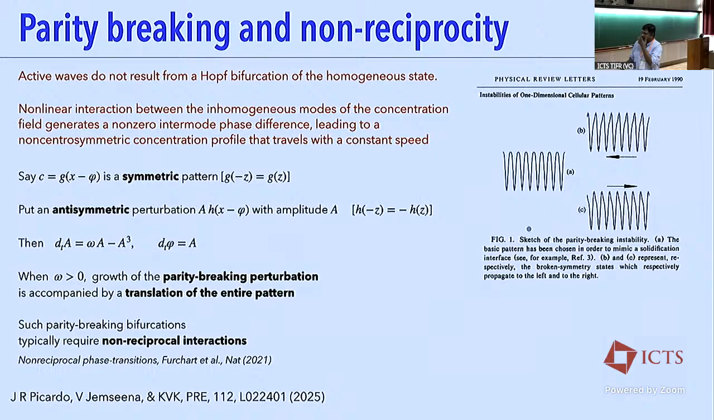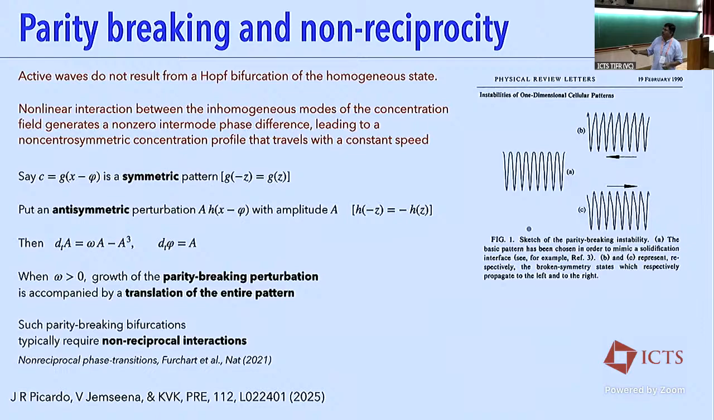Okay. Turns out that this instability that I discussed, the secondary instability, is related to non-reciprocal interactions. One thing to remember is that the waves that I showed you do not come from a Hopf bifurcation of the homogeneous state. Like I showed you, the homogeneous state just undergoes a stationary instability. It's really the nonlinear interaction between the inhomogeneous modes that generates this intermode phase difference.